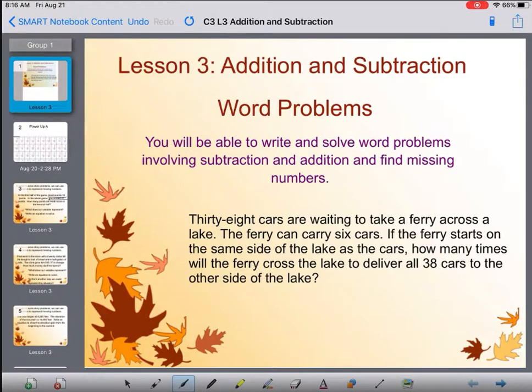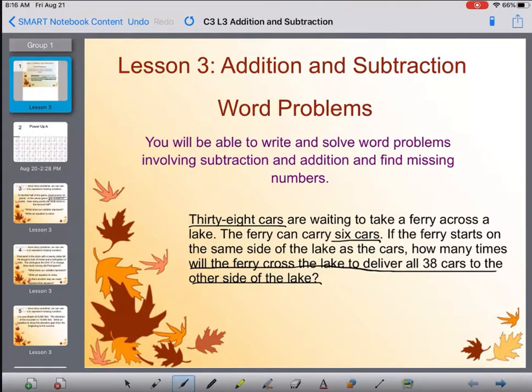All right, so our first question here: 38 cars are waiting to take a ferry across a lake. As I'm reading the question, I like to identify information. So we got 38 cars. The ferry can carry 6 cars. If the ferry starts on the same side of the lake as the cars, how many times will the ferry cross the lake to deliver all 38 cars to the other side of the lake?